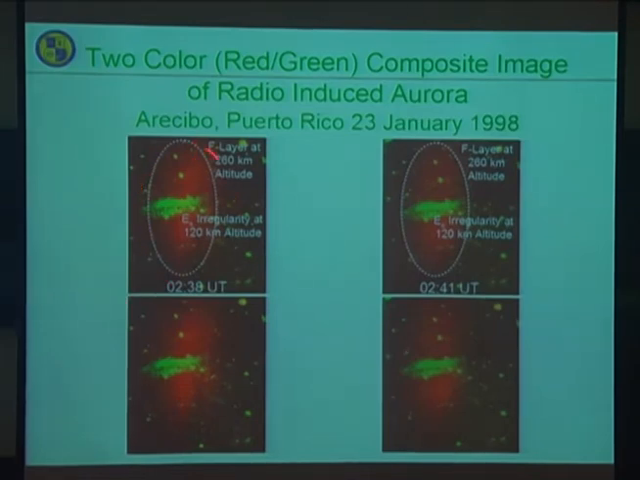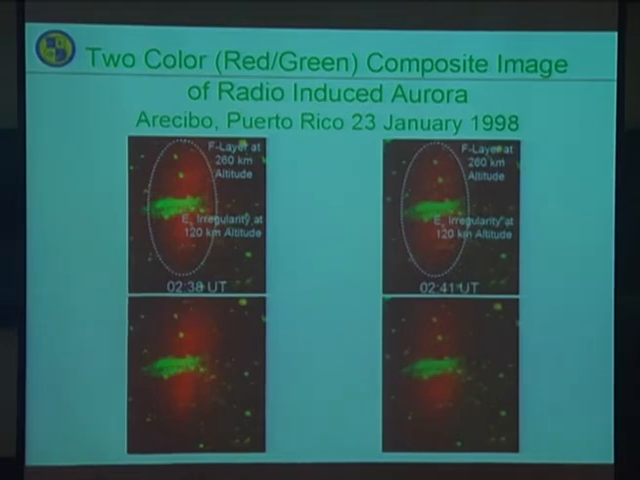This is the HF beam. The red portion is where the beam actually reflects in the F region, singlet D emissions. But down here at 120 kilometers, that's what a sporadic E layer bit and piece looks like. And this experiment was done in 1998, and soon after that, the Arecibo heating facility was destroyed by a hurricane.